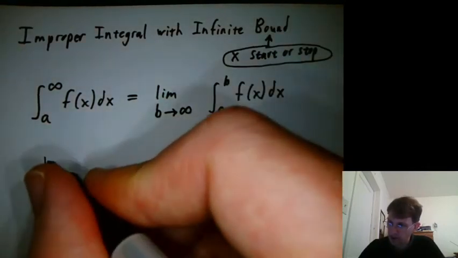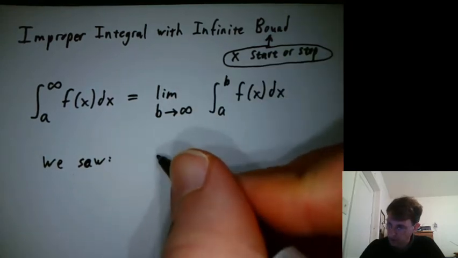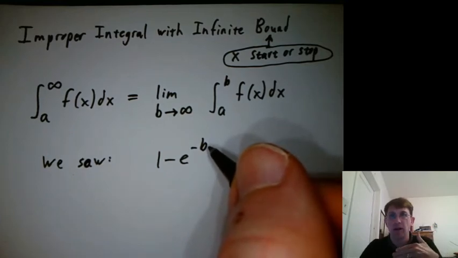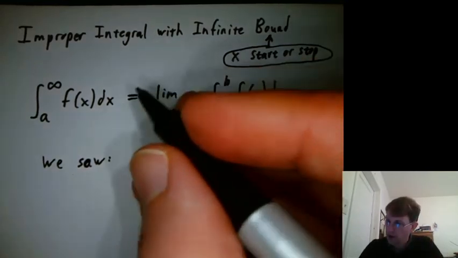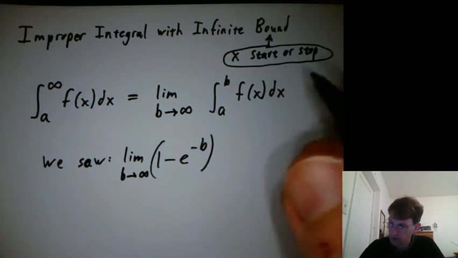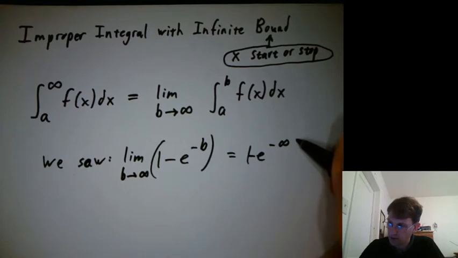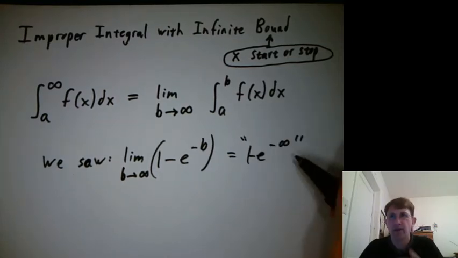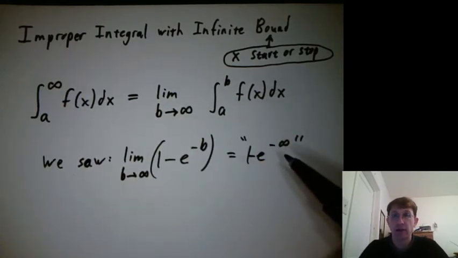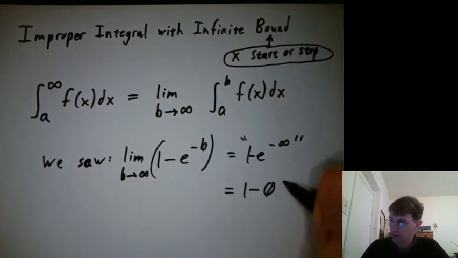So what did we see? We saw 1 minus e to the minus b, right? We put in like 1 and 10 and 100, and that was the upper end of the integral. And then if we ask what's the limit as b goes to infinity of that thing, you could write that as 1 minus e to the minus infinity, but that's not really a proper way to write things. That's kind of an improper way to write things, but it gives the sense of what's going on. And we said that was basically 1 minus 0, which was 1.